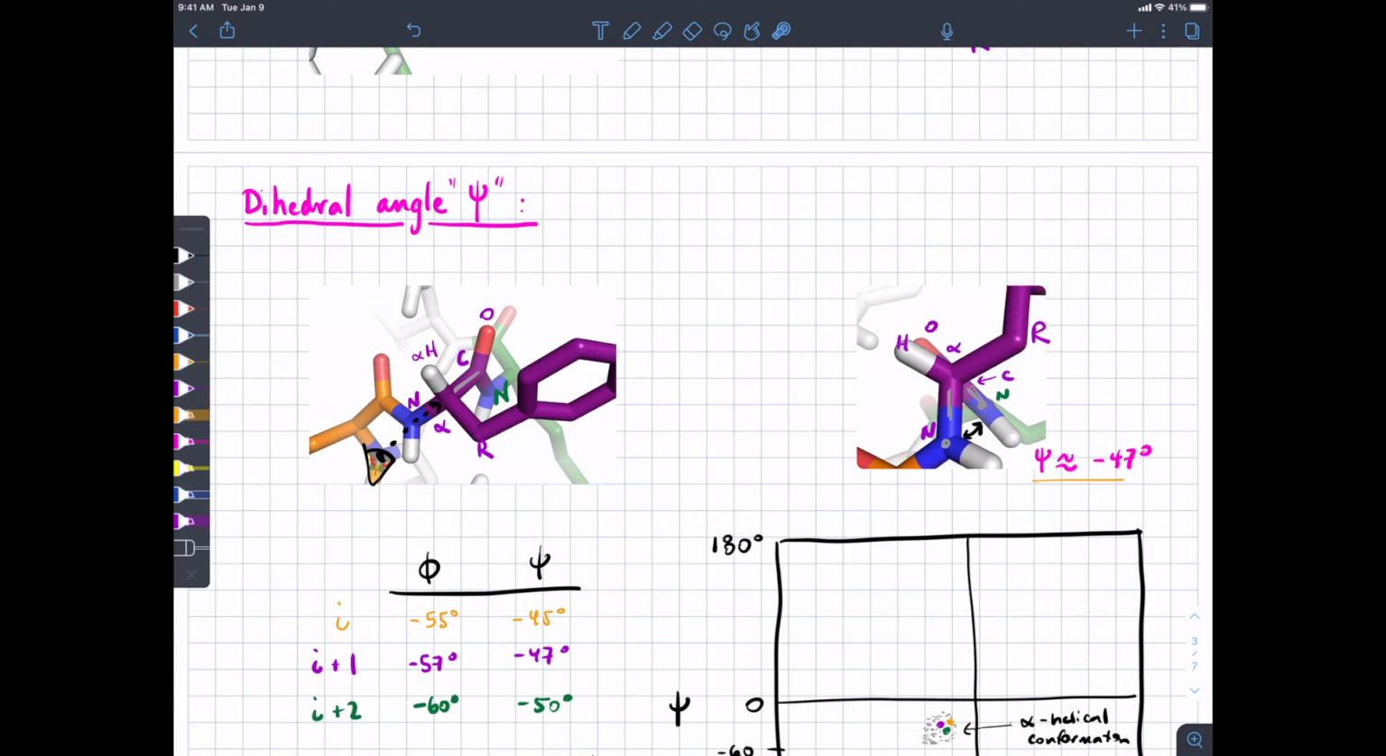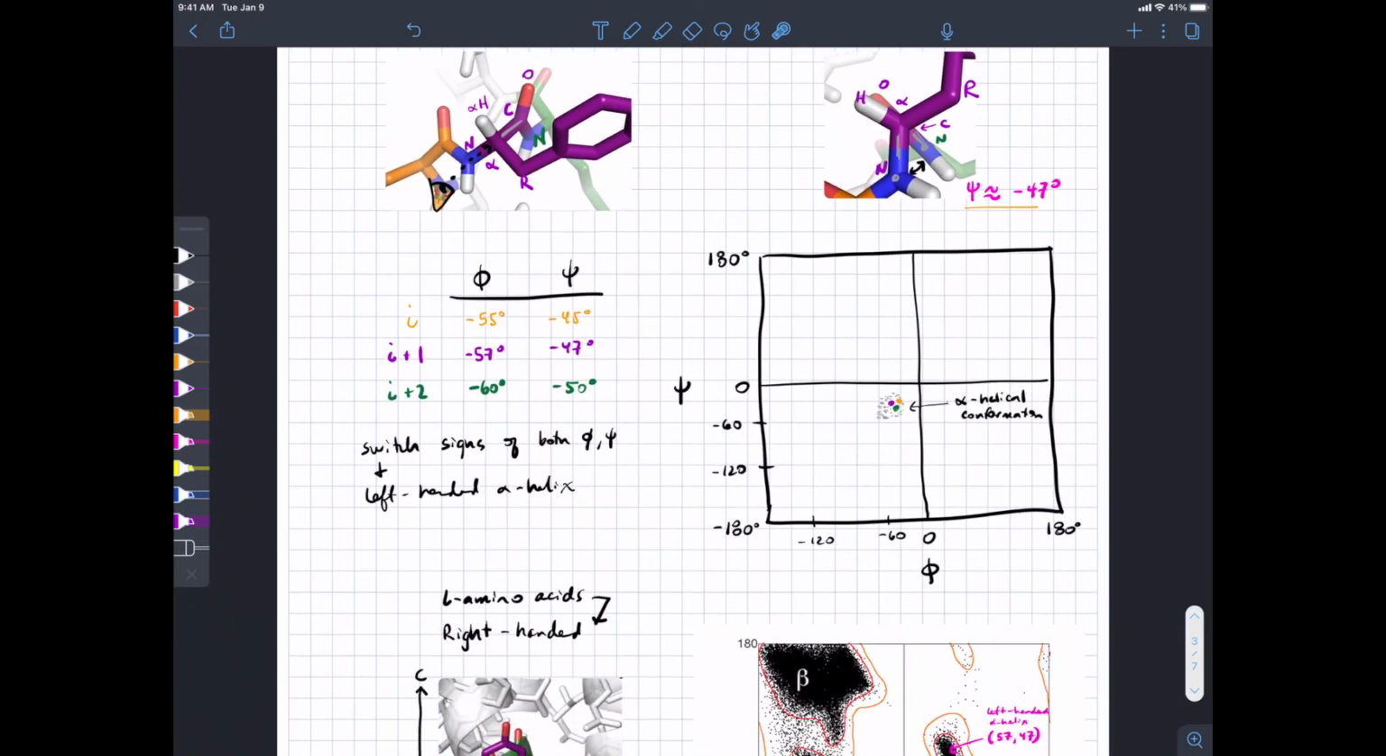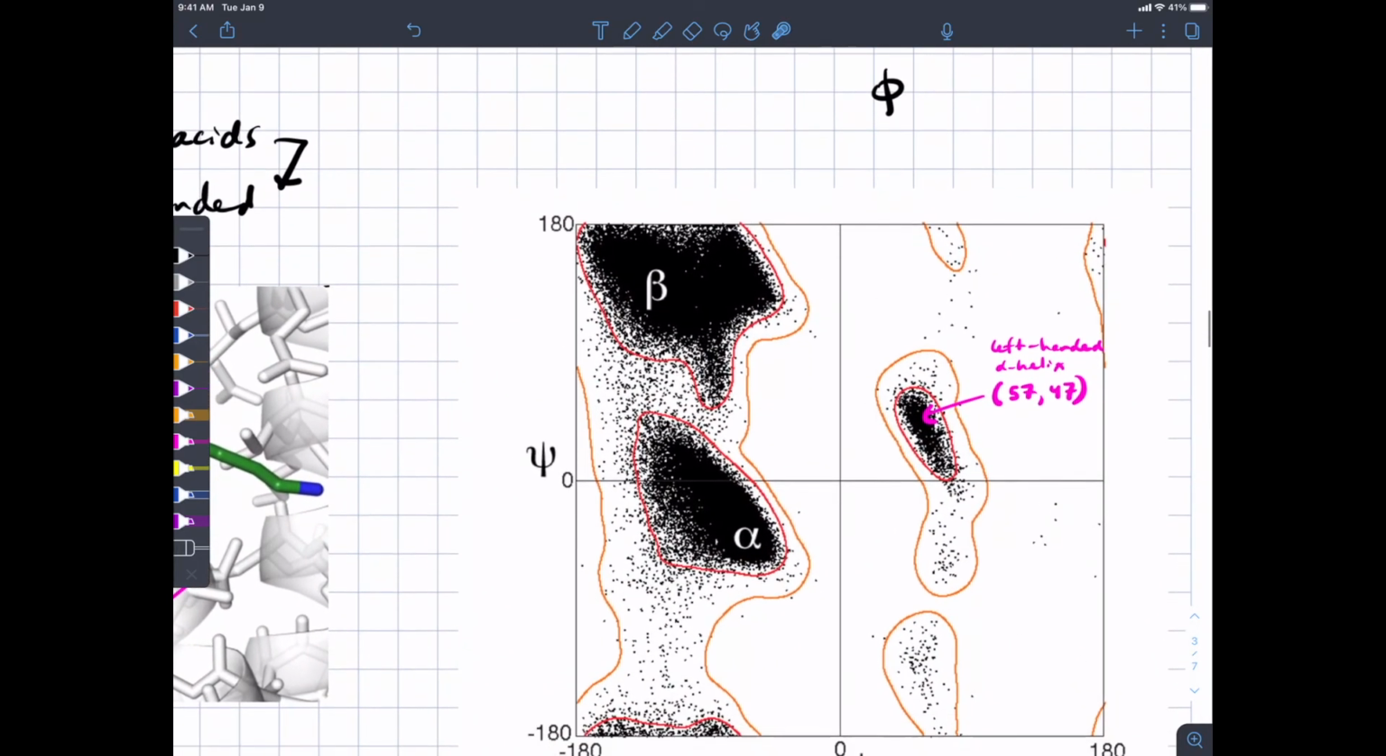And you can actually make a model and twist things around and convince yourself that in a peptide, stuff's going to start knocking into itself if you adopt those dihedral angles that are not heavily populated.